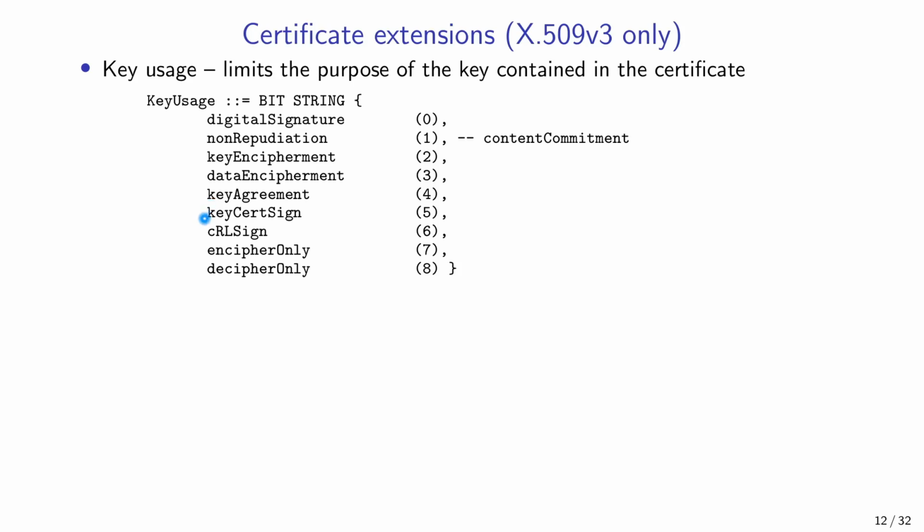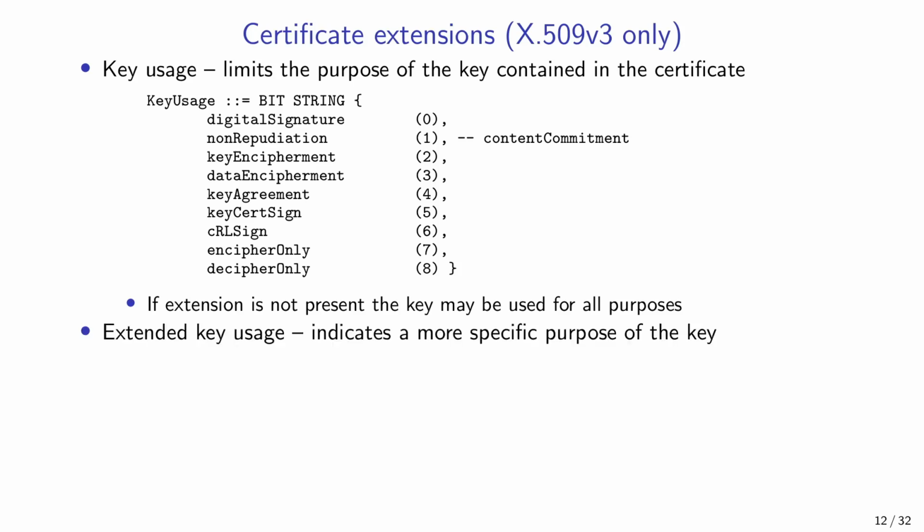Key cert sign if the key can be used to sign certificates, so this would be set for a CA certificate. CRL sign to sign certificate revocation lists. The encipher and decipher only are the bits defined by the key agreement used. If this extension is not present, the key may be used for all purposes. Okay?